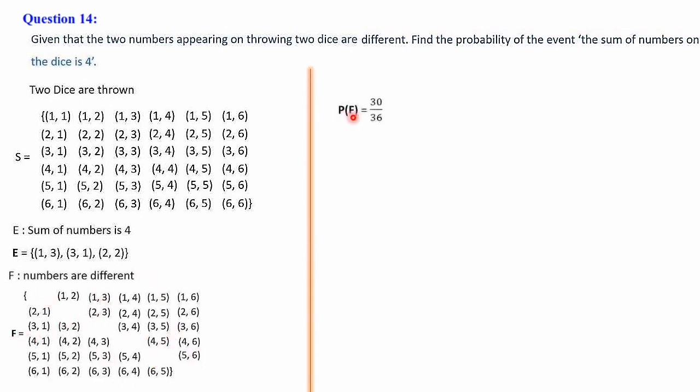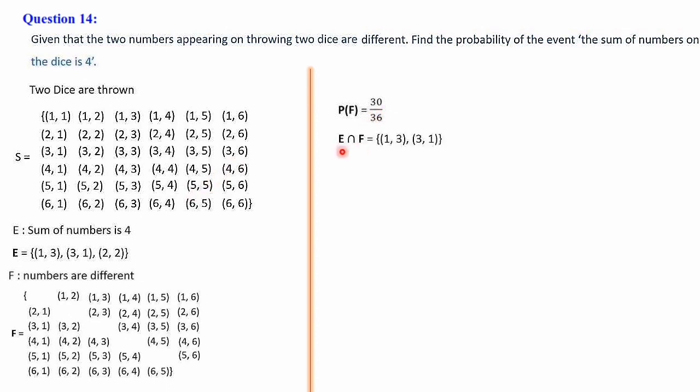Then P of F we can write. There are 6 elements we have removed. So total 36 elements, and from there 6 we have removed. So the number of possible outcomes of F is 30, divided by the total number of elements of the sample space, that is 36.